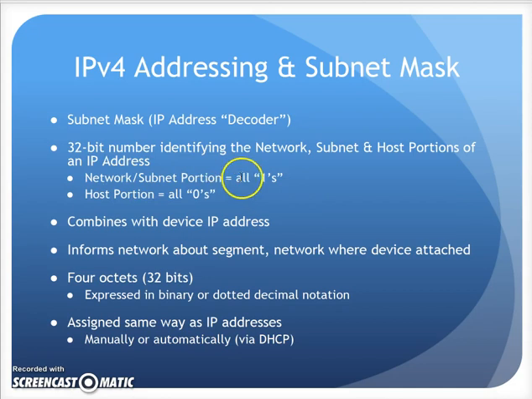So your network and subnet portion, I apologize if I said something different there, is represented by all ones. The host portion is represented by all zeros. Okay? So that becomes important as we start looking at the subnet mask to know what's going on.